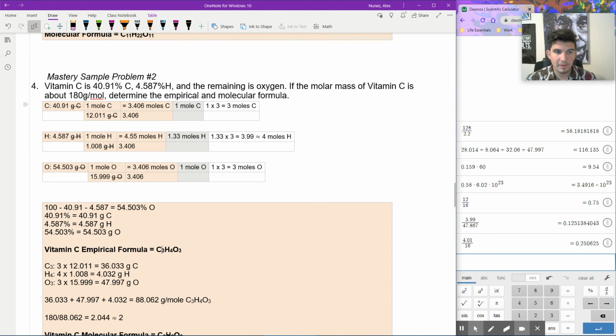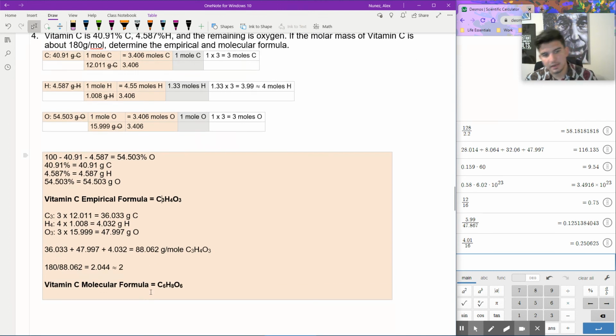Then we take the molar mass of the actual compound divided by the molar mass of the empirical formula. And it tells us that we need to multiply everything times 2. So C3H4O3 now becomes C6H8O6.